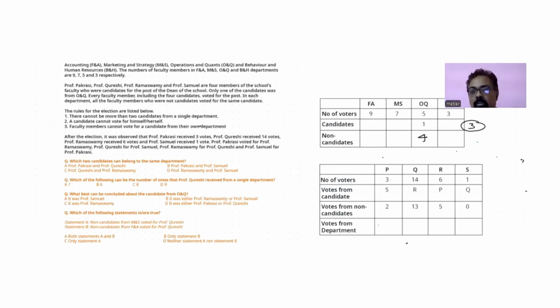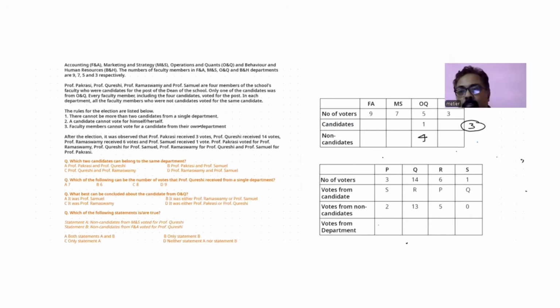R got 6 votes in total, and Professor P voted for R. So the rest 5 will vote for R for sure. And Professor S got only 1 vote, and that is from Professor Q. So Professor S did not get any vote from non-candidates. These data are already there.